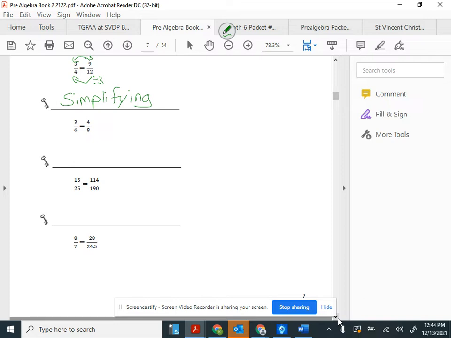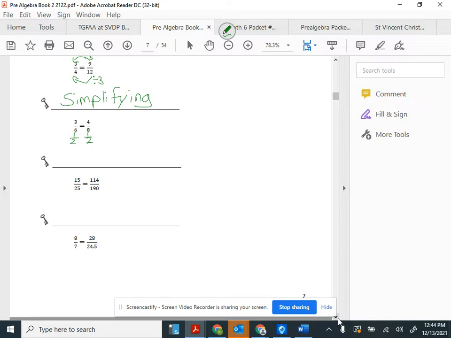So we have 3/6. We can simplify, divide out a 3, and we get 1/2. 4/8 we can simplify, divide out that 4, and we get 1/2. And when you simplify both fractions, it equals the same simplified fraction.